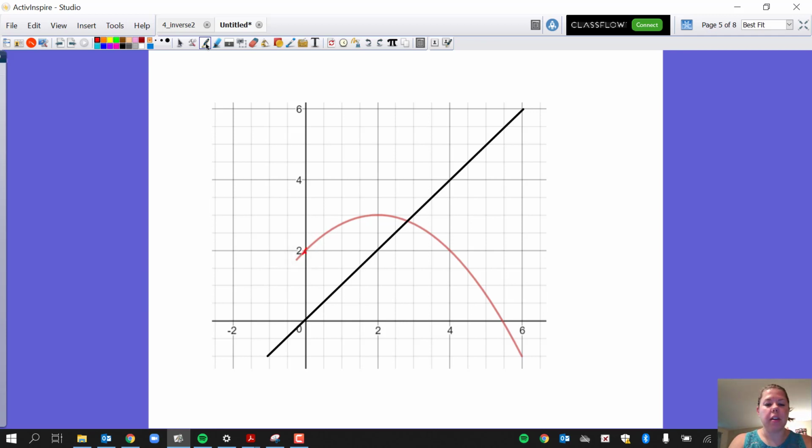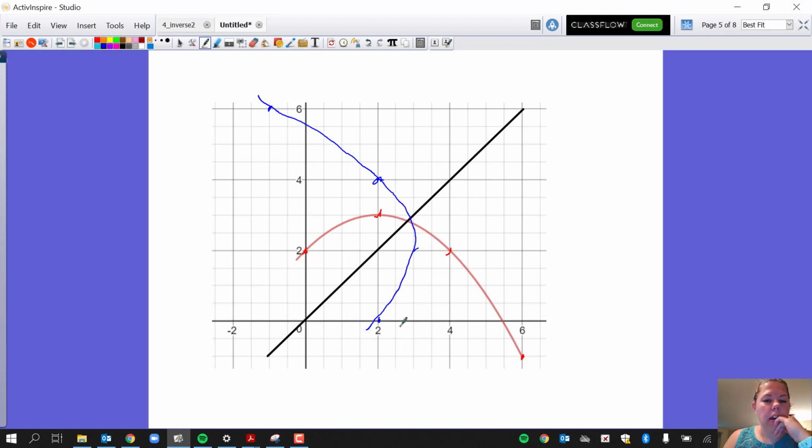So here, this point is going to reflect over here. We have a couple of points, and we're going to reflect each of those. And so 0, 2 becomes 2, 0. 2, 3 is going to become 3, 2. And 4, 2 is going to become 2, 4. And 6, negative 1 is going to become negative 1, 6. Right, and so then when we connect these, it'll look something like this.